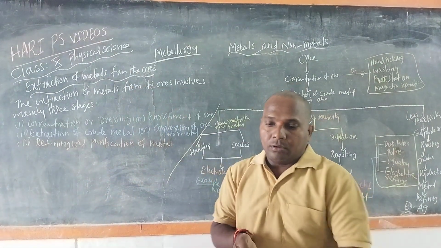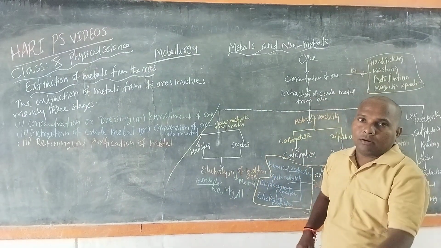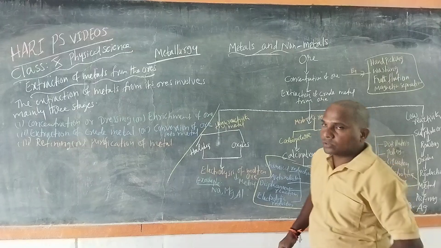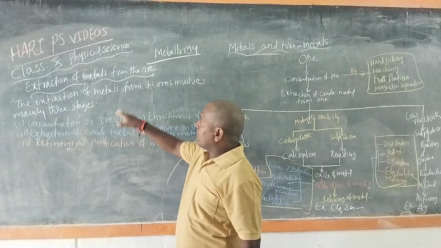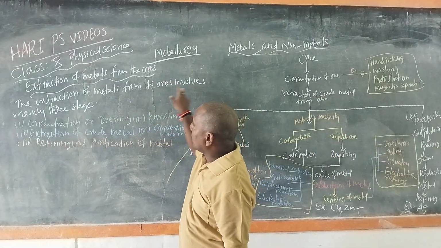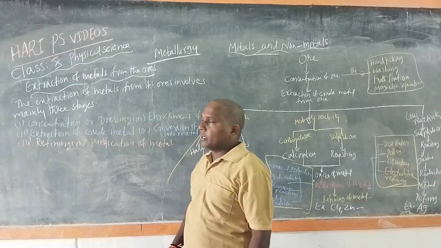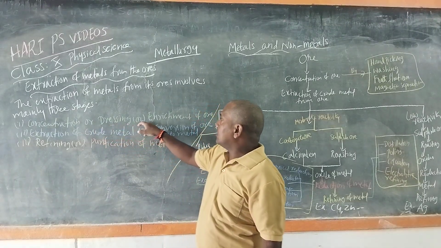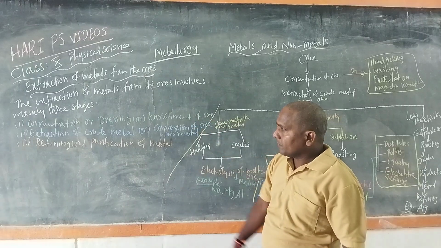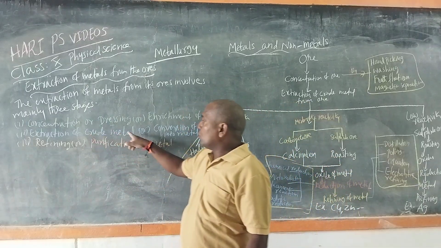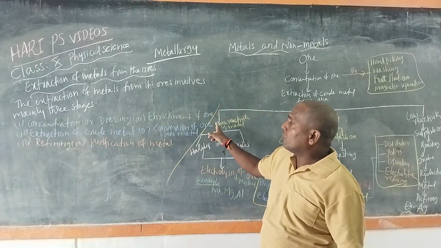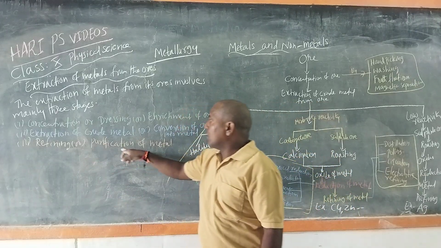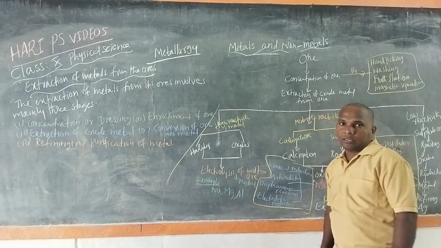Let's know the extraction of metals from the ores. The extraction of metals from ores involves mainly three stages. One is concentration, or dressing, or enrichment of ore. Two is extraction of metal, or conversion of ore into metal. Then the third one is refining or purification of metals.